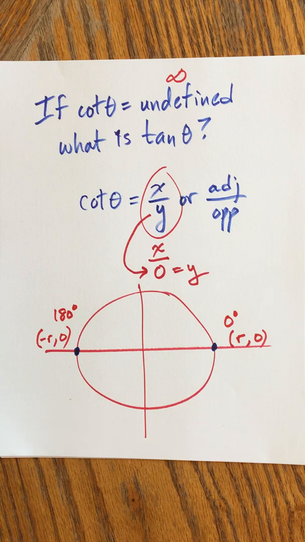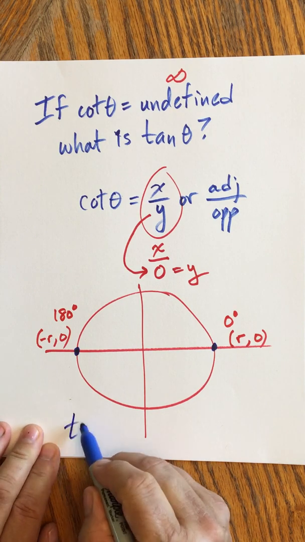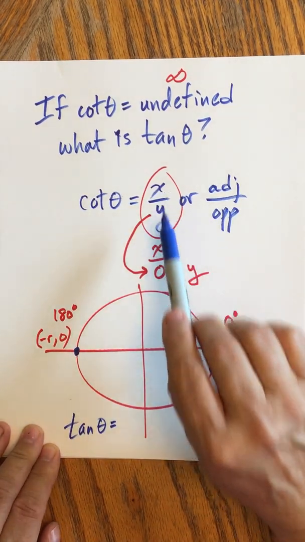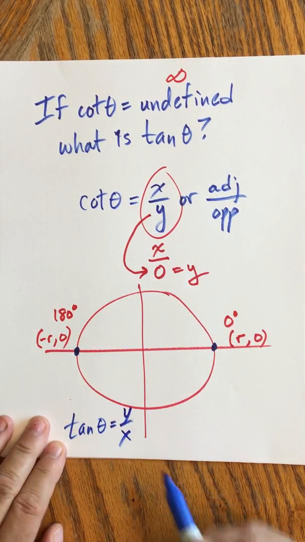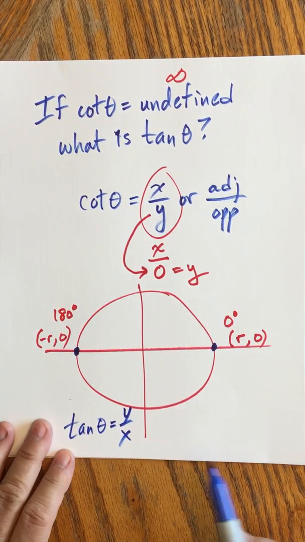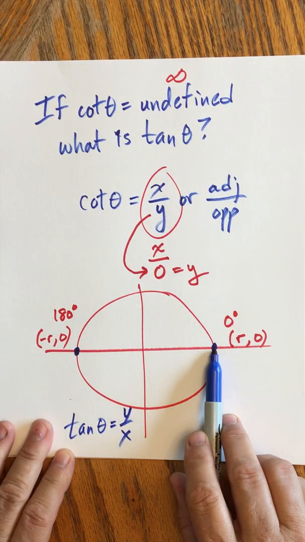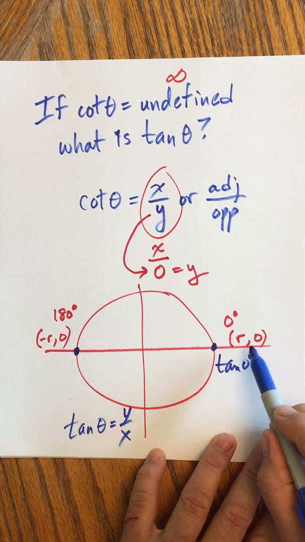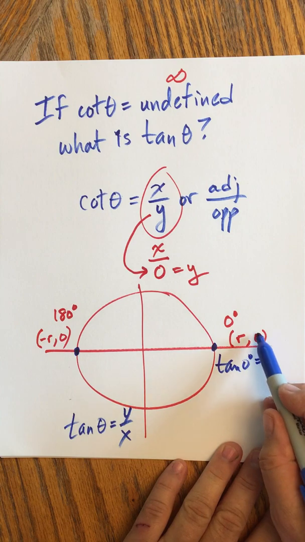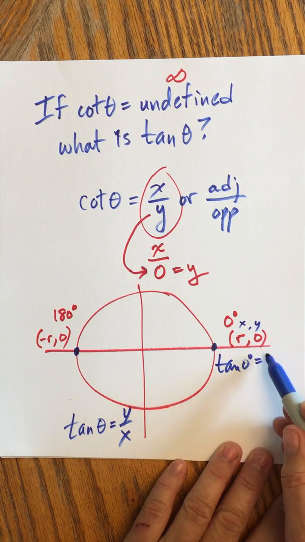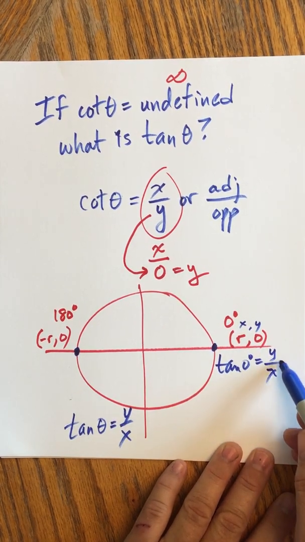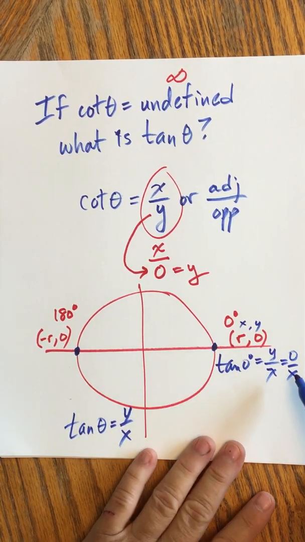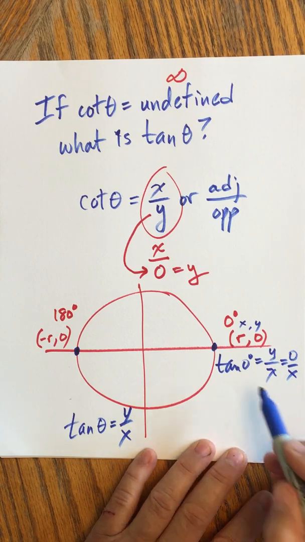What would the tangent be? Now remember, what's the definition of tangent? Well, tangent of an angle is the reciprocal, y over x, or you could say opposite over adjacent. Well, at this position at 0 degrees, what's the tangent of 0? Well, it's going to be y over x. Y is the 0, right? Here's x, here's y. It's y over x, but this is 0 over x, whatever that number is, the radius. So 0 over anything is what?